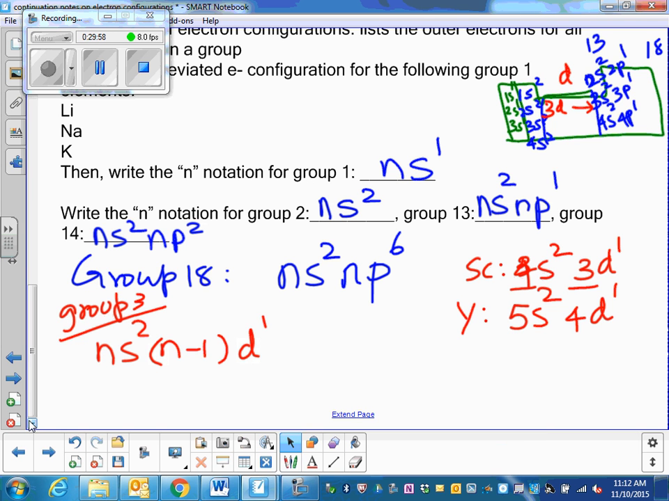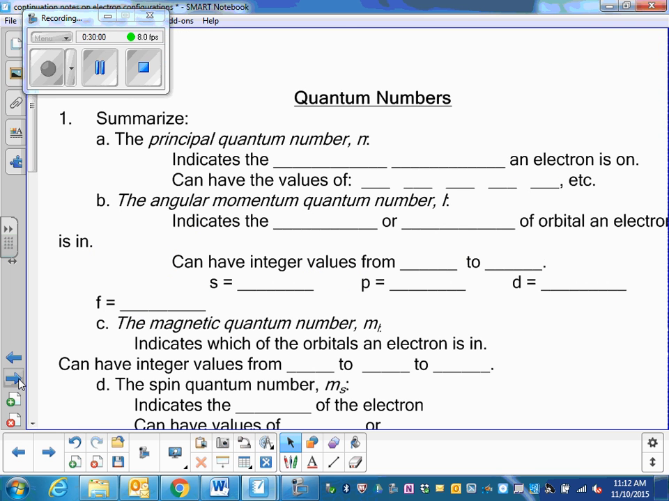Does it make sense? Did I finish this notes page? Ooh, quantum numbers. I will do quantum numbers next class tomorrow. So please study for the quiz. You will have ions, you will have exceptions, you will have noble gas configurations, you will have Lewis dot structures, all this on your quiz. Is that clear? Okay? I'm done teaching now, so I'm going to stop.